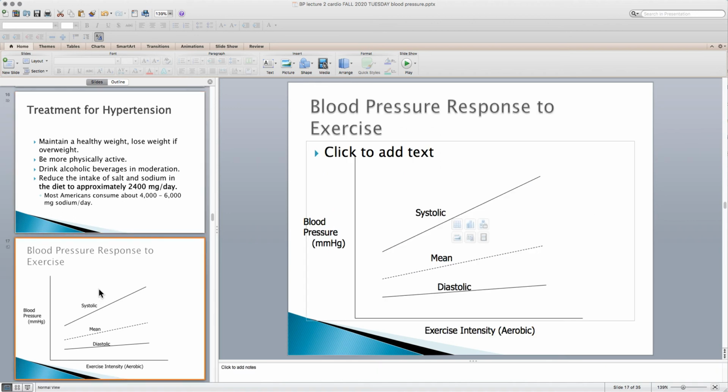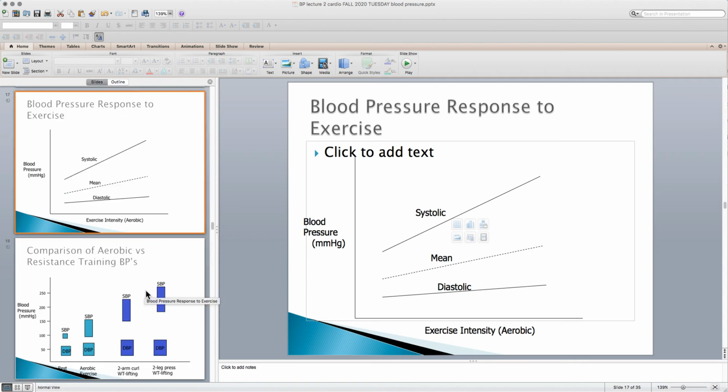And during exercise, blood pressure will go up. So on this graph, here's blood pressure on the y-axis in millimeters of mercury and exercise intensity, and this is aerobic exercise. So diastolic goes up a little bit or maybe stays pretty flat. Systolic goes up pretty steeply, and we'll calculate out a mean arterial pressure, so of course that goes up. So blood pressure goes up with exercise, with aerobic exercise.